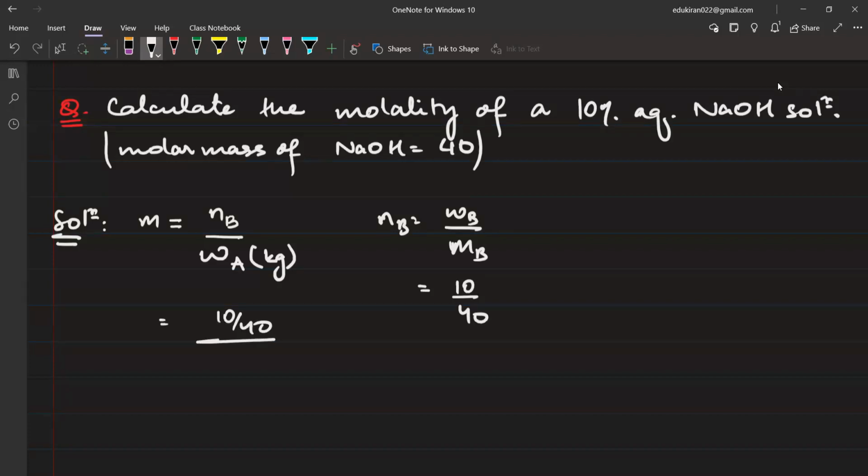Okay. You tell me. What happened? Why did you stop? So it's 1 by 4, divided by mass of solvent. How much is it? 9 into 10 raised to minus 3 kgs. Wait, it's 90 grams. 90 grams. Yeah, fine. Correct. So 90 upon 1000, right? So 1 by 4 into 90, and the denominator of the denominator is the numerator, so it will go above like this, correct?